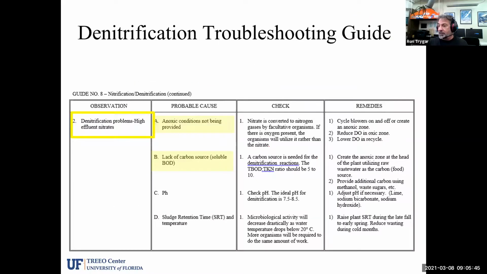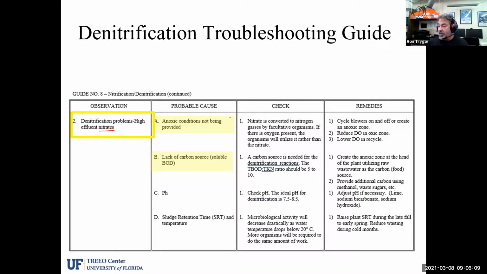All right, and here's our denitrification troubleshooting chart. So we have guide number 8 for denitrification. This is page 2 of the denitrification troubleshooting guide. And the observation says that we have high effluent nitrate. So if we're having some high effluent nitrate, what are the 2 leading causes to make that happen?